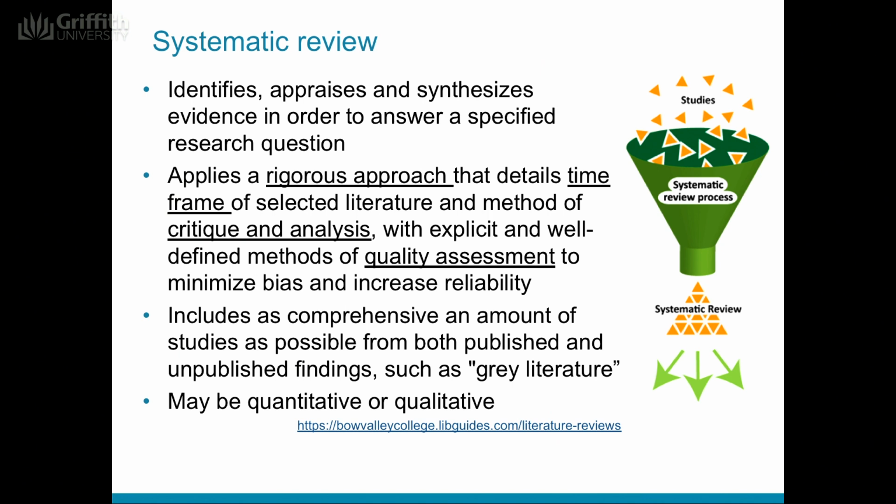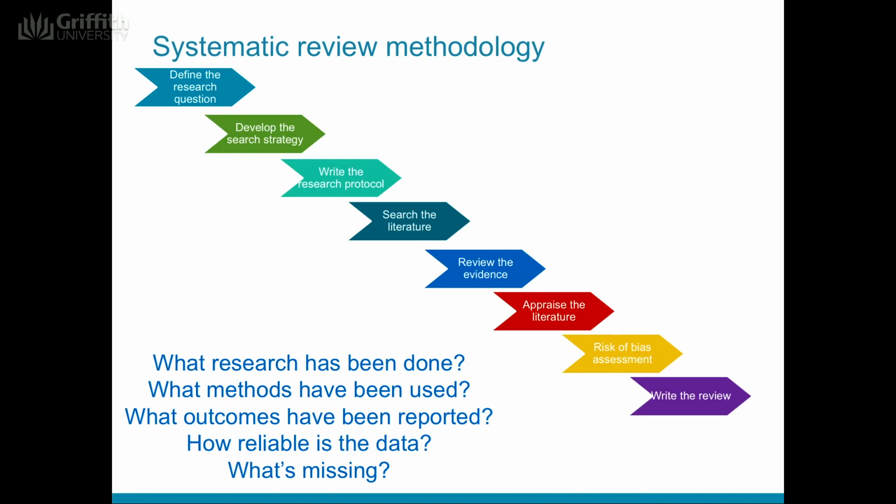So here we've got a process, again, defining the research question, developing the search strategy, writing the research protocol. Now, a systematic review needs a research protocol. It needs to be completely spelled out before you even start. How are you going to search literature? How are you going to review the literature? How are you going to appraise the literature? What sort of risk of bias assessment are you going to use? So all that needs to be spelled out in the protocol.